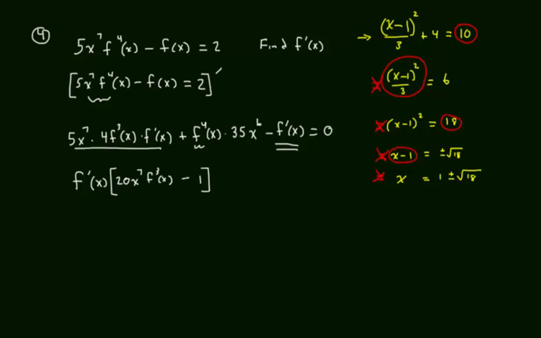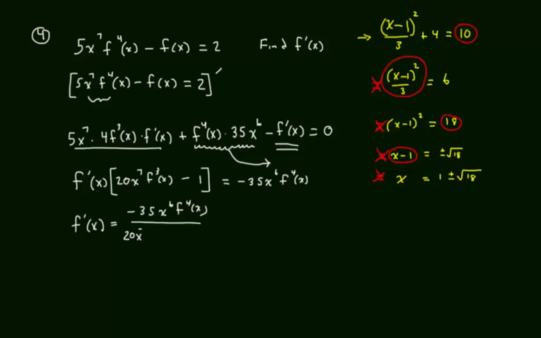But now I still have this here, and this does not have f prime of x in it. So I want to bring that to the other side via, in this case, subtraction. So minus 35x to the power of 6 f to the fourth x. And then in my final step, f prime of x equals negative 35x to the power of 6 f fourth x all over this entire quantity, 20x to the 7th f cubed x minus 1. Just like that.